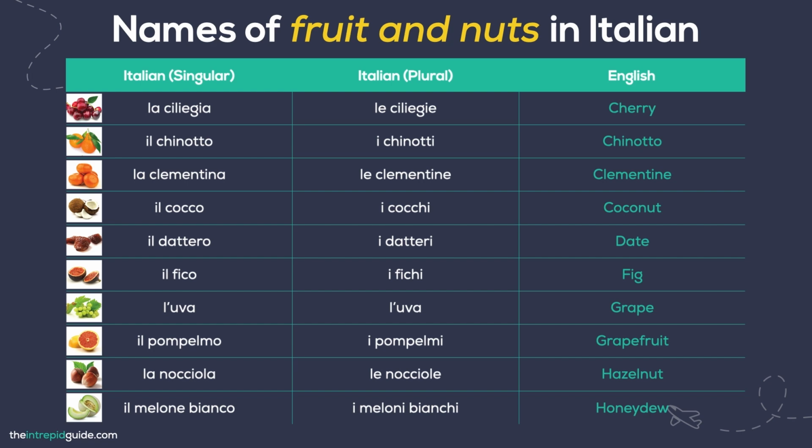Il dattero, i datteri. Date, dates. Il fico, i fichi. Fig, figs. L'uva, l'uva. Grape, grapes. Il pompelmo, i pompelmi. Grapefruit, grapefruits. La nocciola, le nocciole. Hazelnut, hazelnuts. Il melone bianco, i meloni bianchi. Honeydew, honeydews.